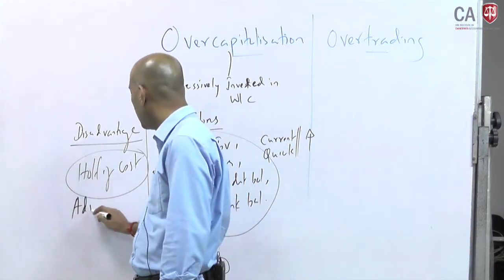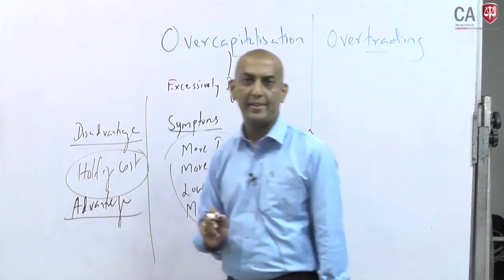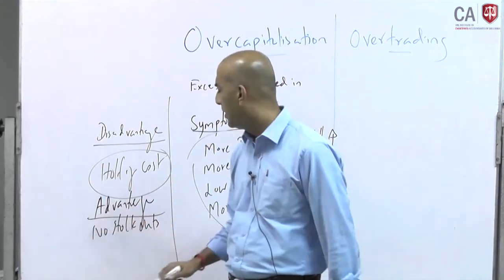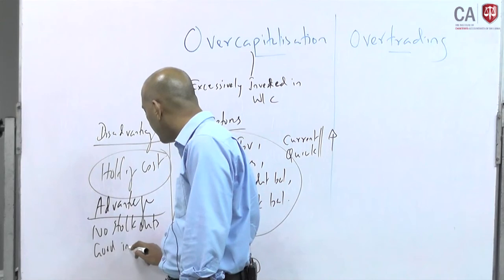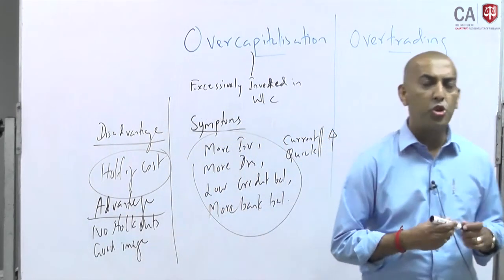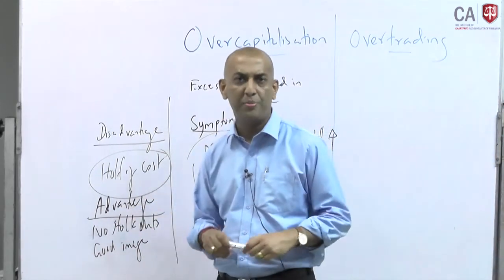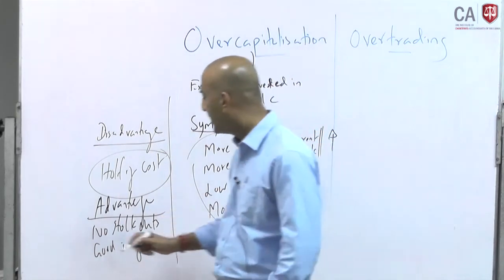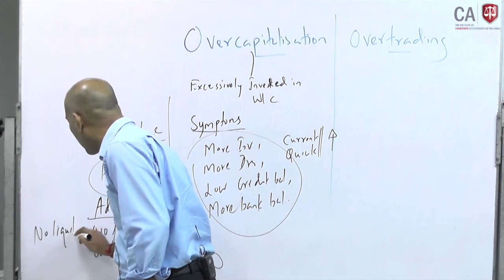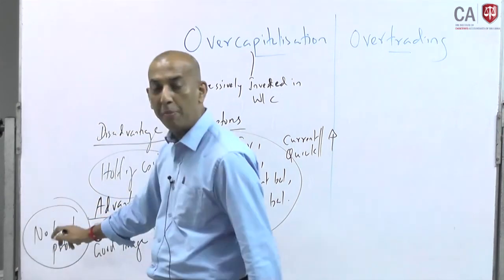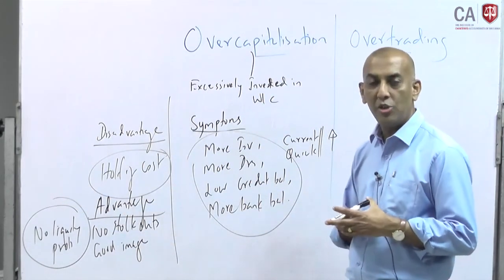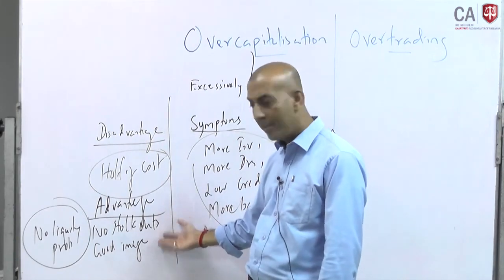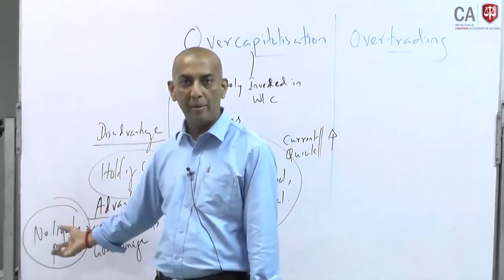Plus, what is the advantage of overcapitalization? As we discussed earlier, no stock out. You don't have to worry about it. No stock out, and good image. Why? When customers go to that showroom, they will definitely be able to buy goods because there are enough goods in the storeroom. So that's a good image you will create. More importantly, the advantage of overcapitalization is no liquidity problem. Very important. The disadvantage is holding cost. The advantages are no stock out situation, good image, and very importantly, no liquidity problem.